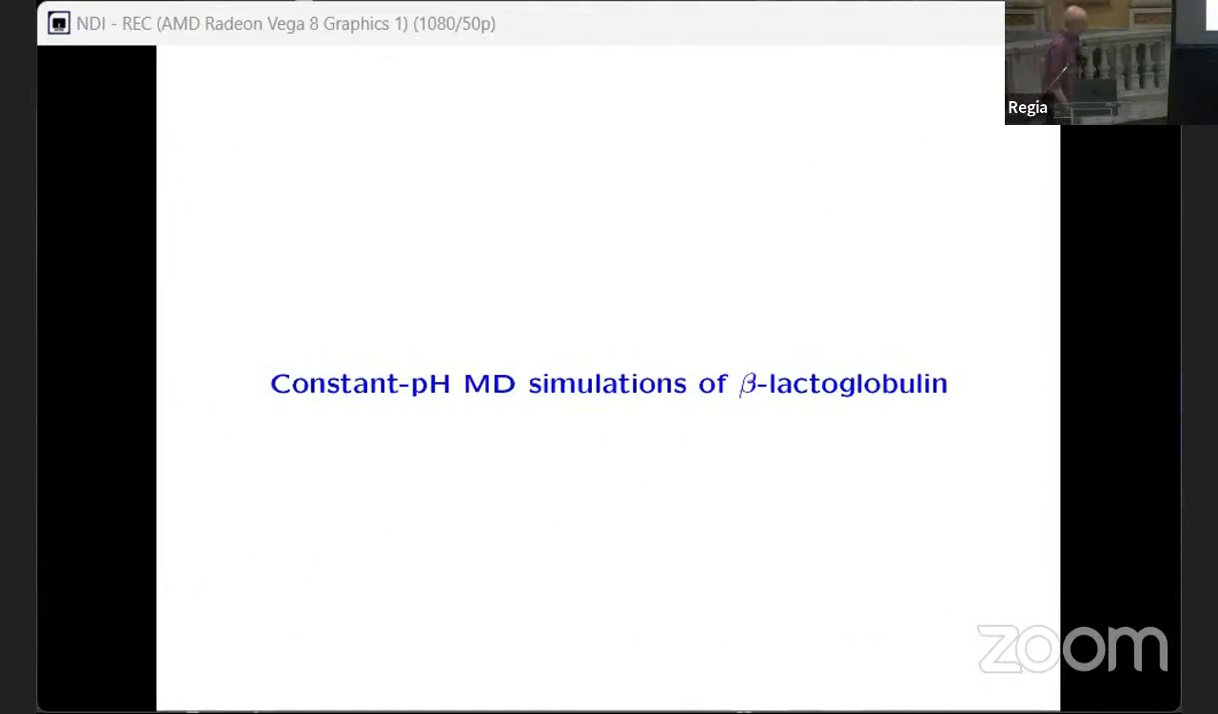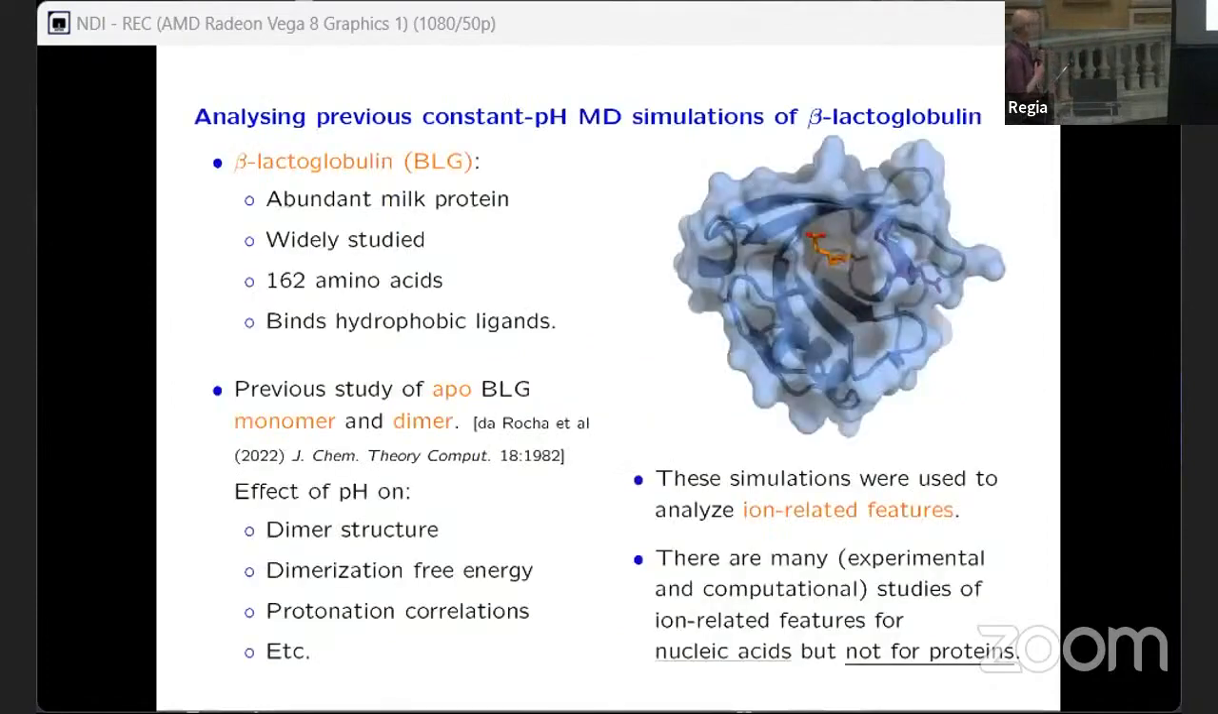Let's start with this. We basically took a constant pH MD simulation that we have done previously of this small protein. It's a soluble protein, beta-lactoglobulin or BLG. It's an abundant protein that has been widely studied, and it's a small one, and binds hydrophobic ligands in the pocket and so on. But that's not that relevant in this context. I'm just using this as a test system, in a sense, to study the ions. The relevant aspect in this case is that it can form dimers. So we have simulations of the monomer and the dimer. And then there are other interesting aspects that we will hear about tomorrow by my student, Lucy Rocha.